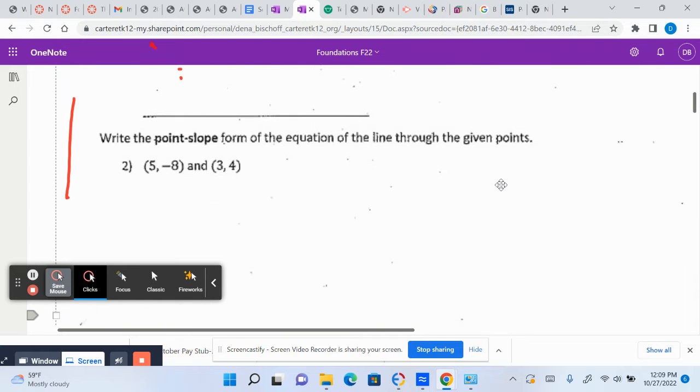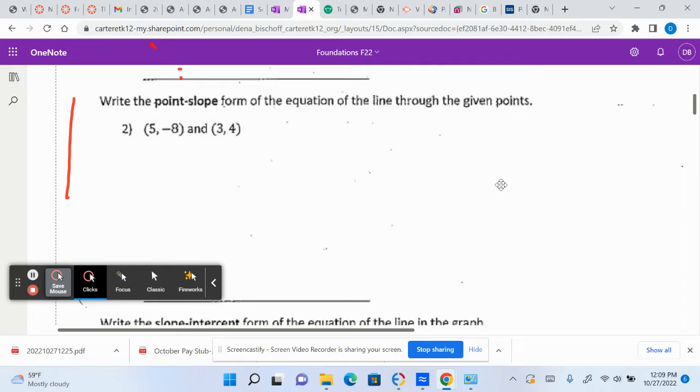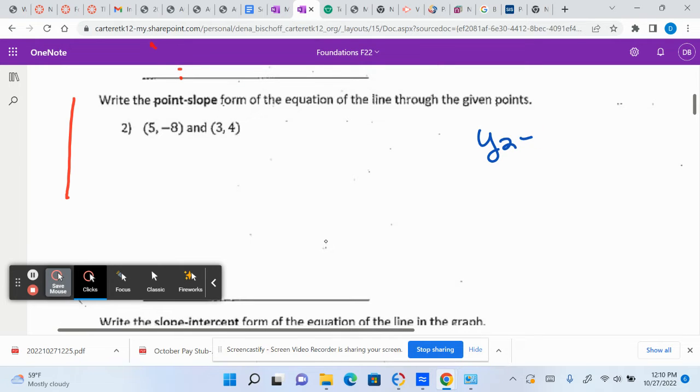Okay. All right, next one. Point slope form. What do I need here? I need the m. Do I have the m? Tell me how to do it. y2 minus y1 over x2 minus x1. Dakota, hold your watch. I'm taking it. Okay, this is how we find slope. So let's find the slope. Go ahead. What is it?